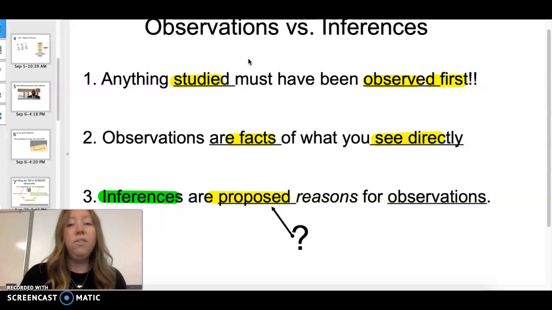It's an observation. Our observations can lead to forming an inference. An inference is a proposed reason for why we're seeing that observation. So you're making a guess, a statement about why you think what you're seeing is happening. So it's kind of the why and the prediction or the proposed reason of what's going on.